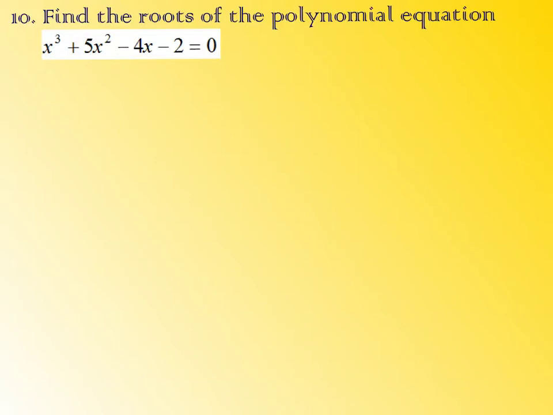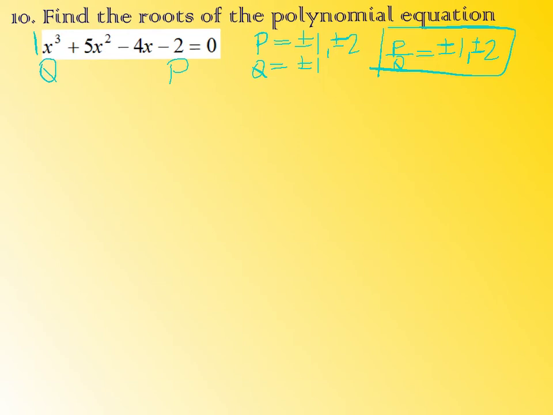Alright, number 10, find the roots of the polynomial equation. So now I just want to find all my answers. So again, I'm going to use the rational root theorem to find my possible roots. Constant term is negative 2. Lead coefficient is 1. So factors of p, I have plus or minus 1, plus or minus 2. Factors of q, plus or minus 1. So my possible roots here are going to be plus or minus 1 or plus or minus 2. So these are the only numbers I'm going to use in synthetic division.